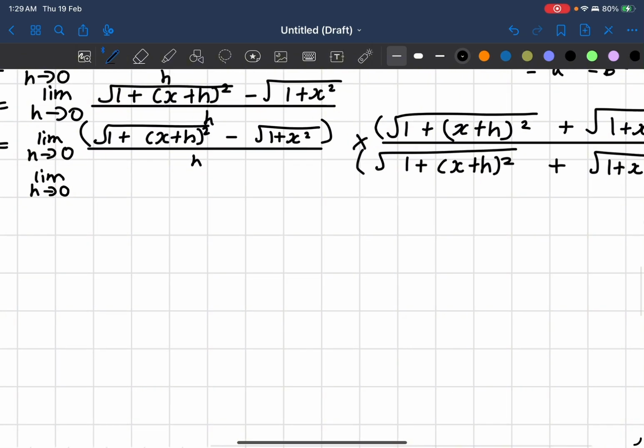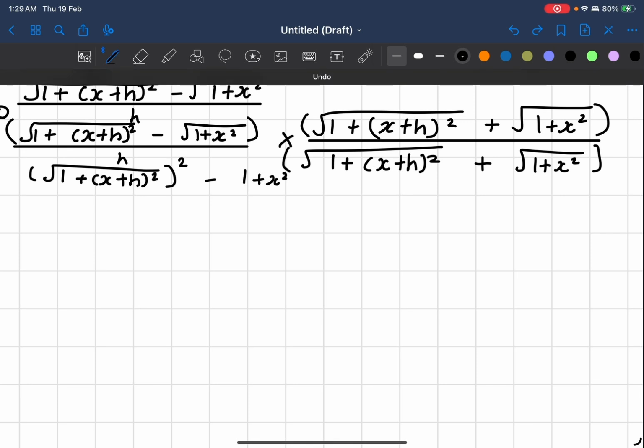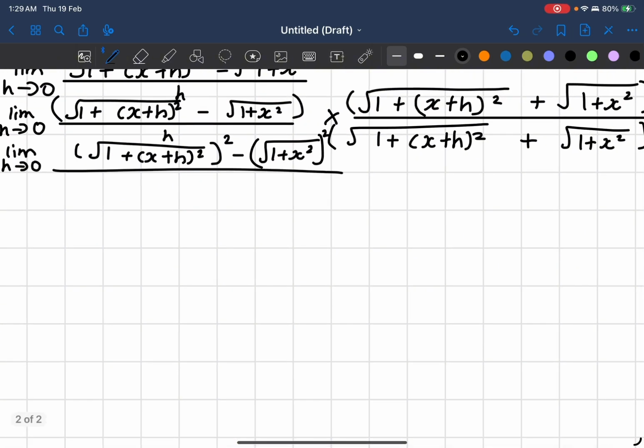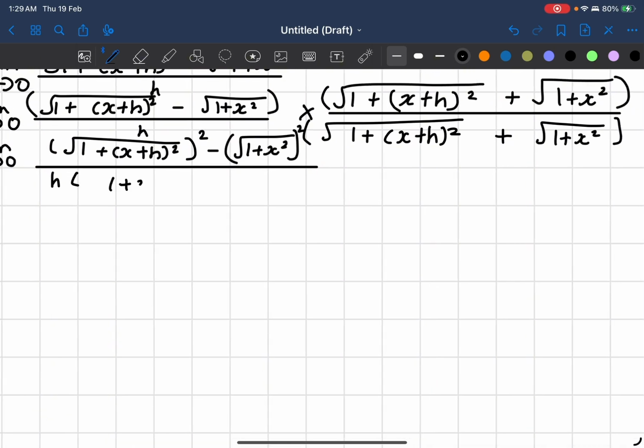Okay, perfect. So we can do the square root of 1 plus x plus h, all squared, minus the square root of 1 plus x squared, all squared, divided by h, and then this whole expression: the square root of 1 plus x plus h all squared, plus the square root of 1 plus x squared. Oh, this is kind of getting messy.